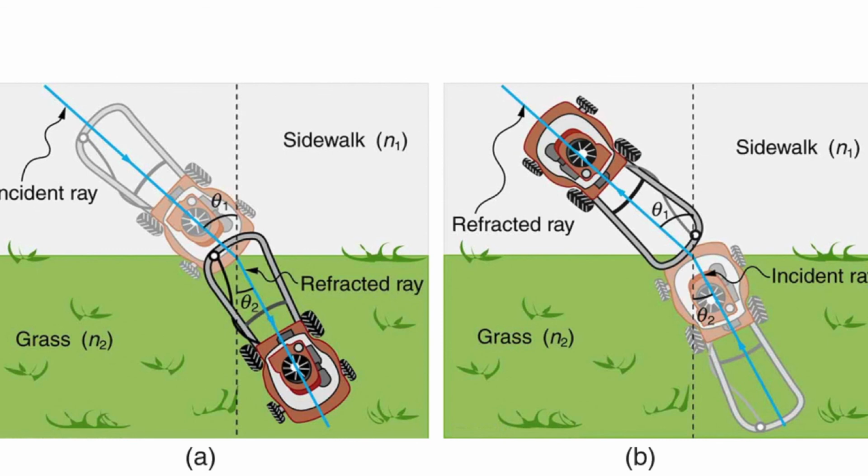Due to one tire going slower than the other, the car will begin to turn, changing directions and now moving at an angle. This is also shown when the lawnmower goes from the pavement to the grass, becoming slower as it encounters the grass and turning at an angle as well.